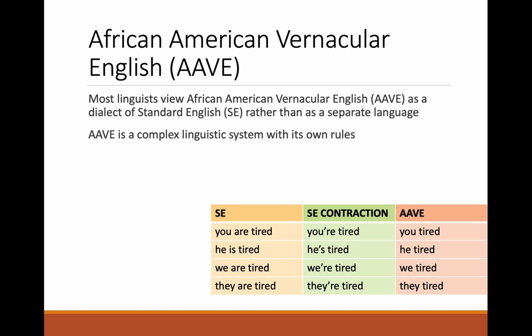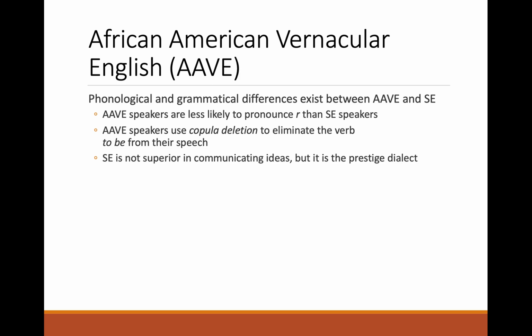There are other syllables that often get dropped out, particularly R's in the interior of words. We see different pronunciation of things like axe instead of ask. We see the dropping of plural and ed on some of the words that we use. African American vernacular English speakers are less likely to produce the R sound. They use copula deletion to eliminate the verb to be from their speech.